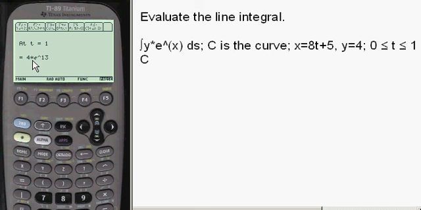So now at t equals 1, this equals 4 times e to the 13. At t equals 0, it equals 4 times e to the 5. Upper minus lower, and here's the answer.